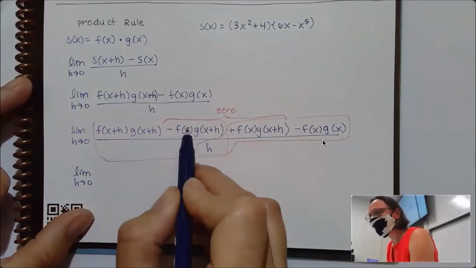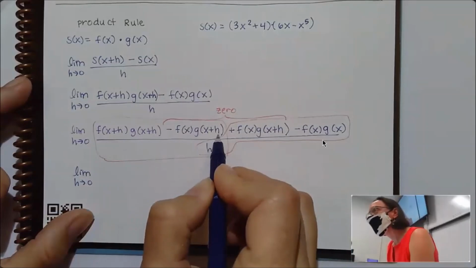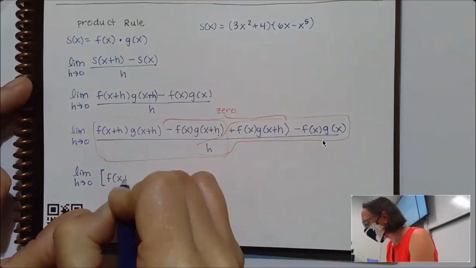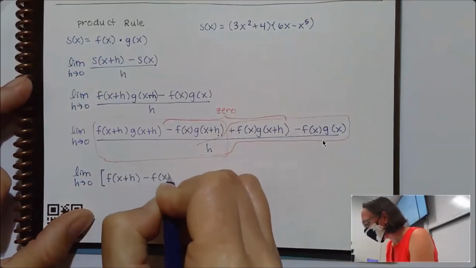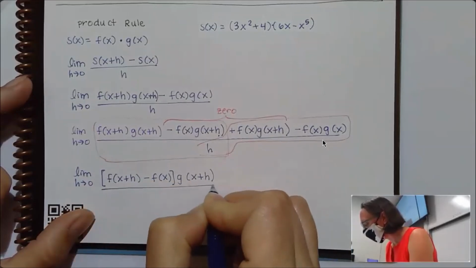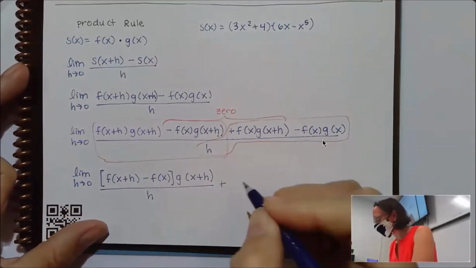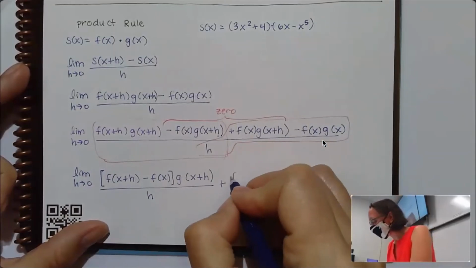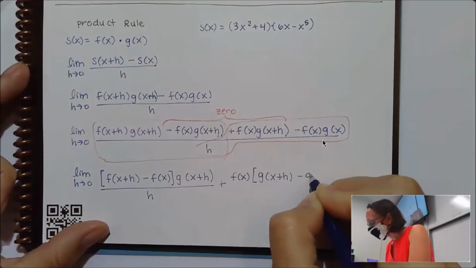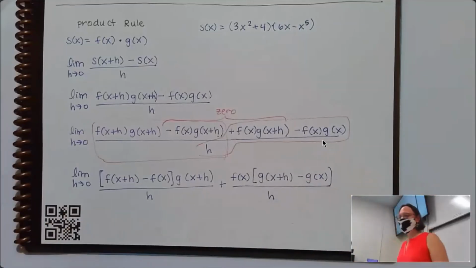From these first two, they both have that g of x plus h in common. So I'm going to kind of factor it out. So I'd have the f of x plus h minus f of x, but then we'd have g of x plus h. And that whole thing is over h. And then for the second piece, we're going to do the same thing, but what they have in common is f of x. And then we'd have g of x plus h minus g of x all over h.